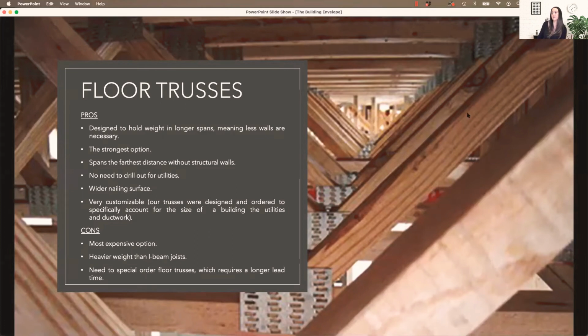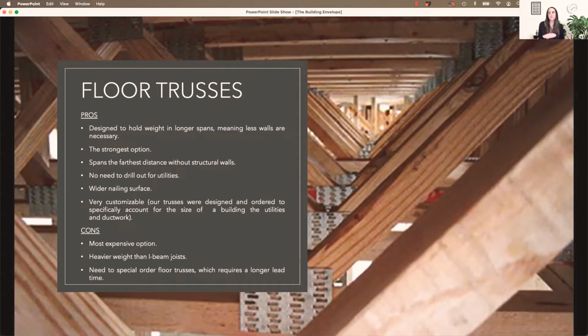Because trusses have these crossbars, they create these openings where you can snake wires or plumbing fixtures or pipes, which makes it nice for getting systems running underneath the floor. And they're very customizable. So they're designed and then ordered to your spec, so they can accommodate a lot of things.